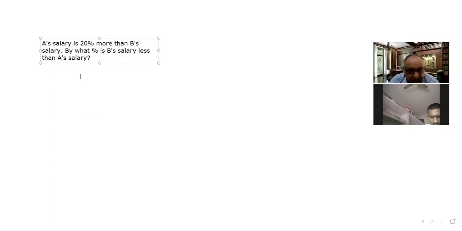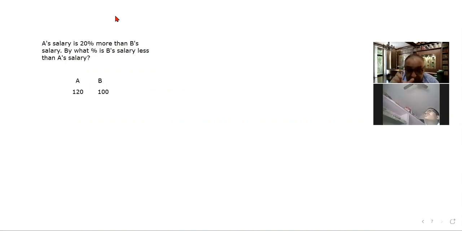So now the point is that, see, let's suppose here is A's salary and here is B's salary, right? A's salary is 20% more than B's salary. Let's suppose salary of B is equal to 100 and A's salary is 20% more than that. It means the salary of A is 120. So this is the point, right? So it is quite easy here to do, right? And it means, by what percent B's salary is less than A's salary? So now we have to see that, right?